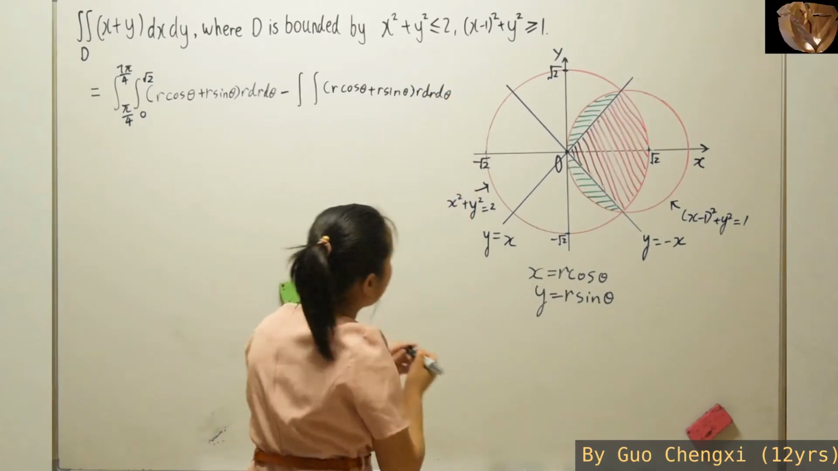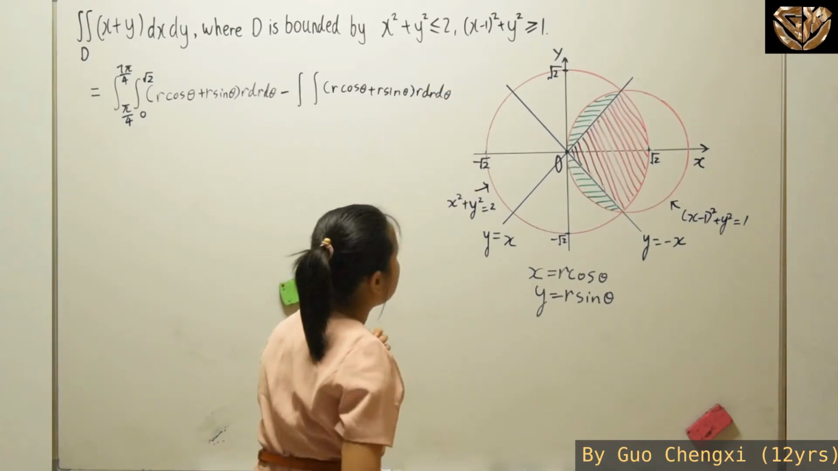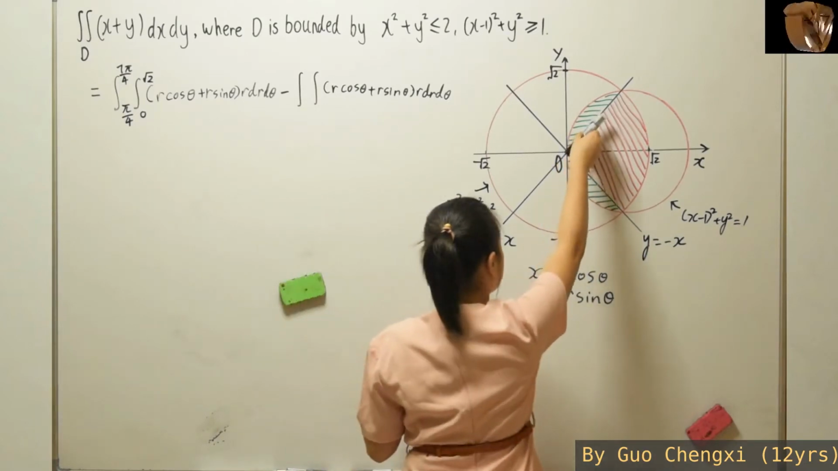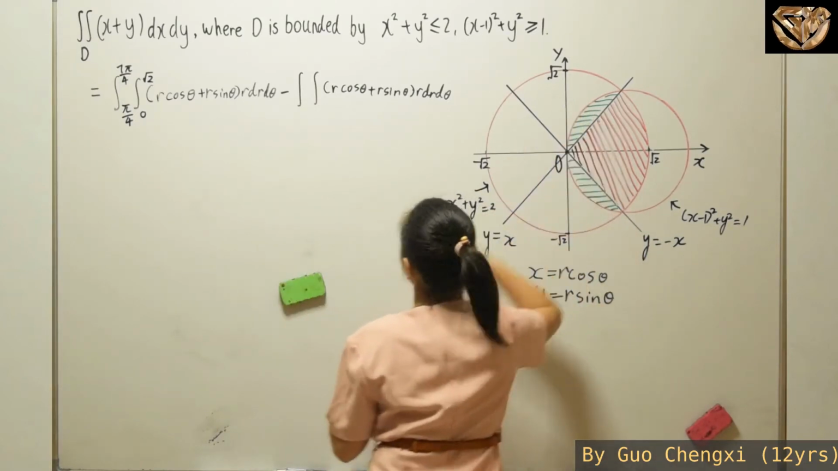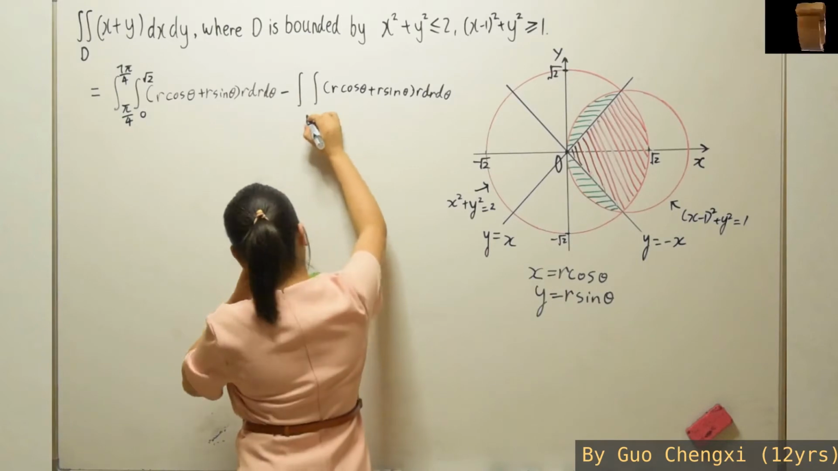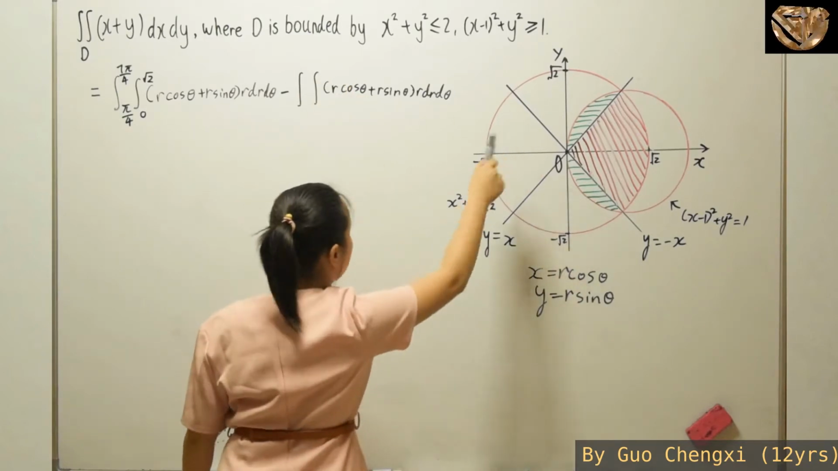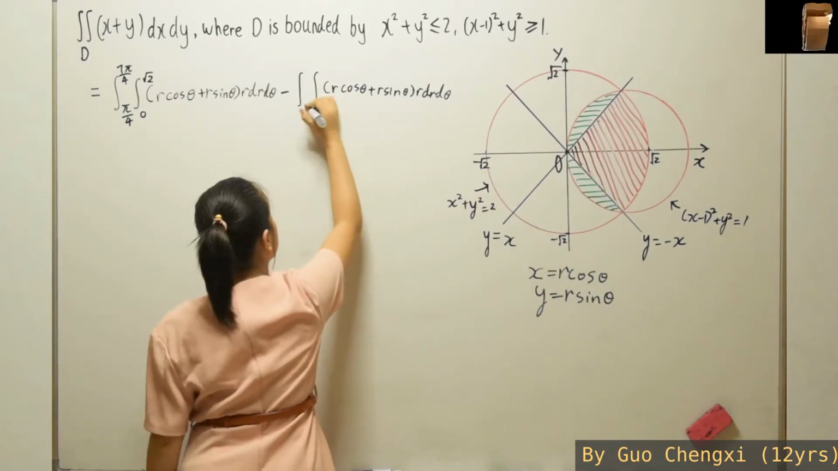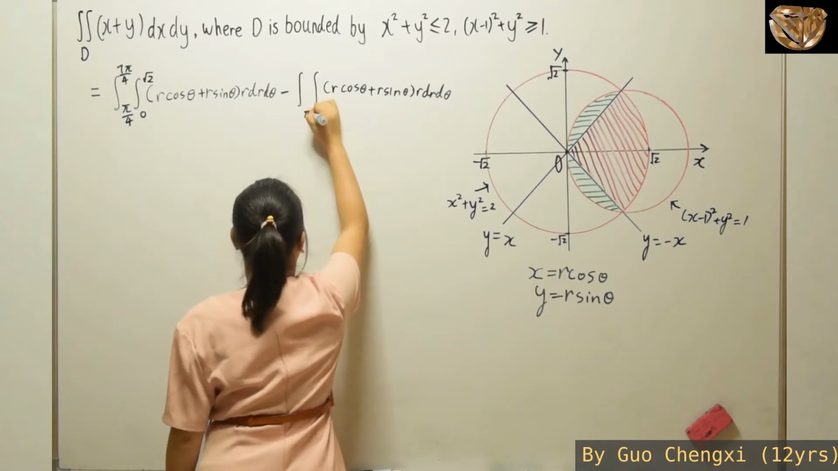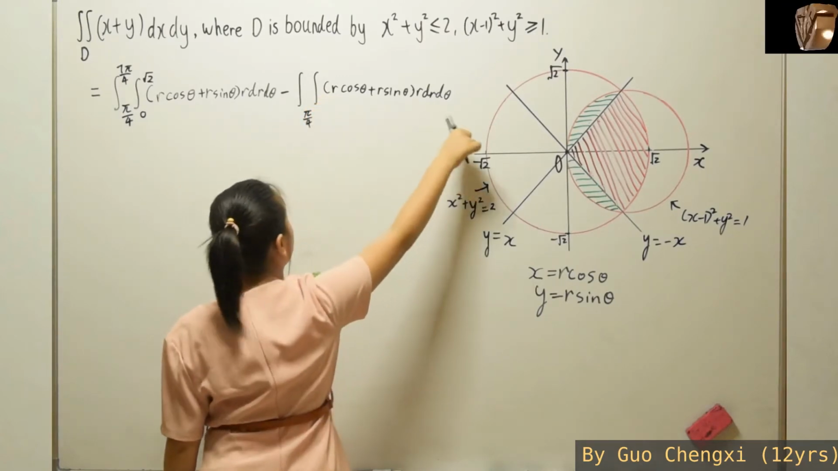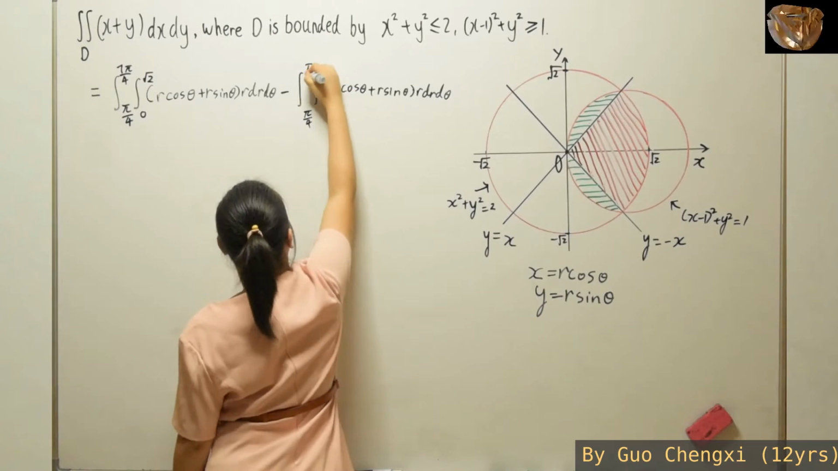Okay, so first of all, what is the range for the theta? The range for the theta is going to be from here to here, which is from pi over 4 to pi over 2.